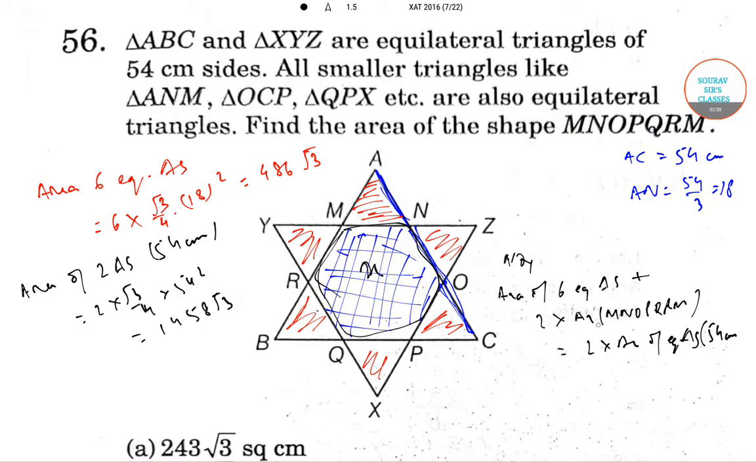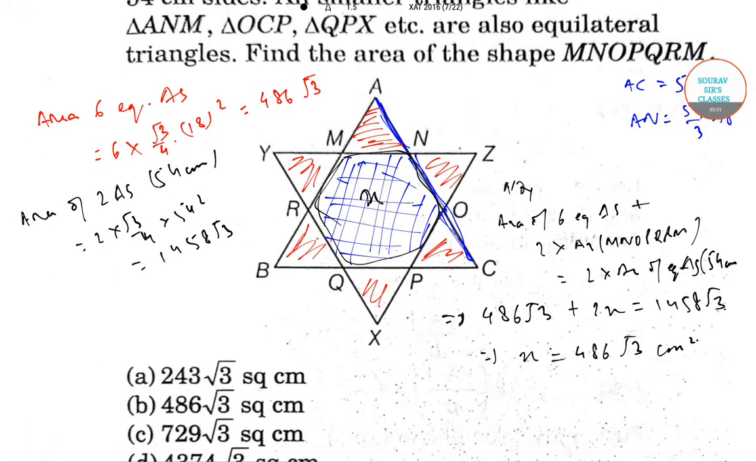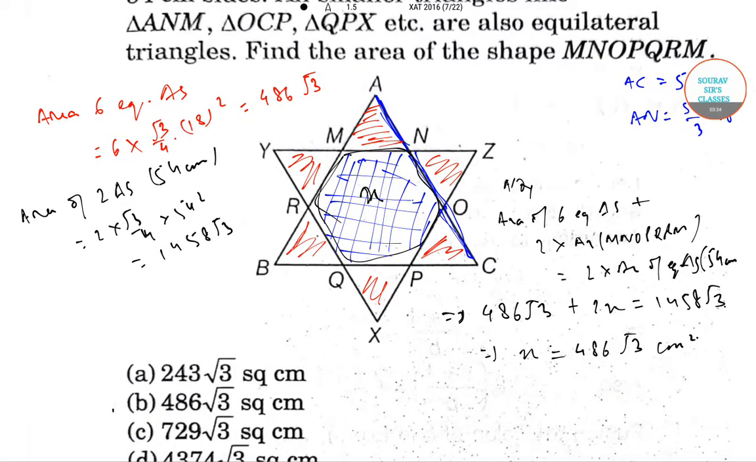Just to not write area MNOPQRM all the times, using this equation we get 486 root 3 plus 2x is equal to 1458 root 3, and on solving this we get x to be equal to 486 root 3 centimeter squared. So the correct option is option B.